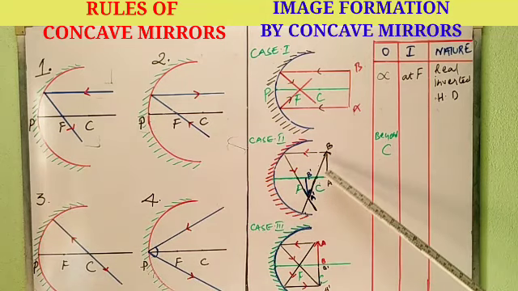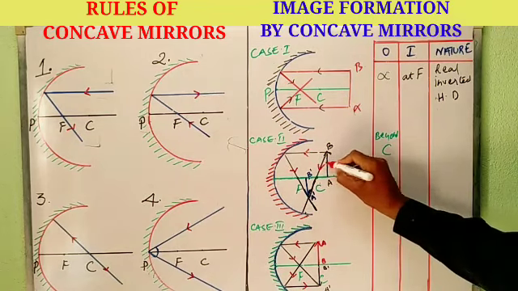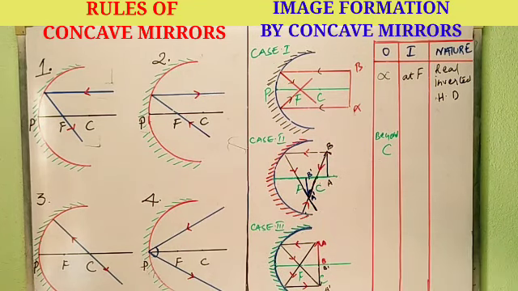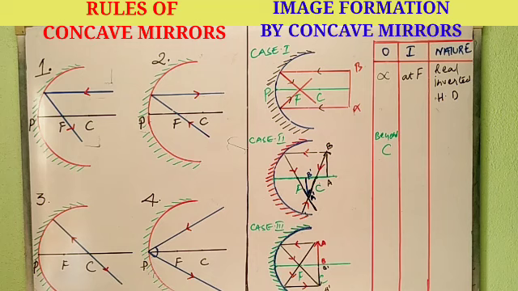So if it is passing through the center of curvature, it rebounces back. It is going like this. This is the incident ray and it goes like this. This is the reflected ray. Now observe here that both the reflected rays are meeting.